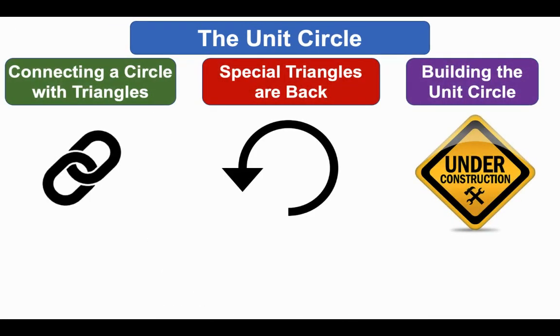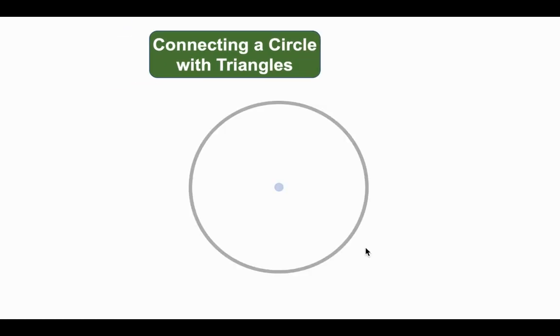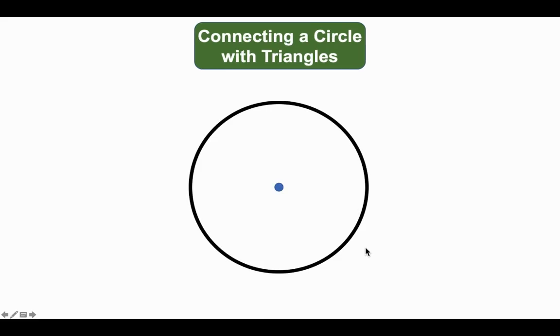So there's going to be a few different things we're going to go over before we get into the actual building of the unit circle. First thing is I want to make sure that I go over with you how the unit circle actually connects with the triangles that we've already done. And then it turns out the special right triangles that we learned in a previous lesson are going to come back, and we're going to put those two together to actually build the unit circle. All right. So the connection between circles and triangles works like this.